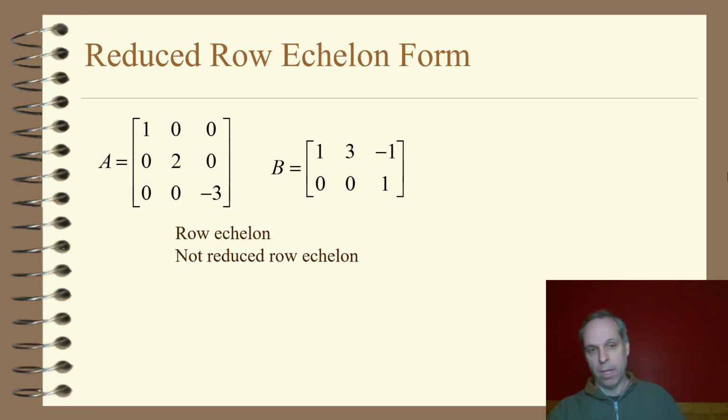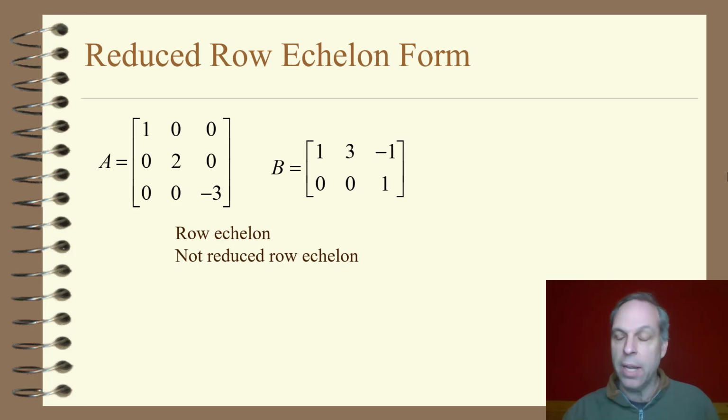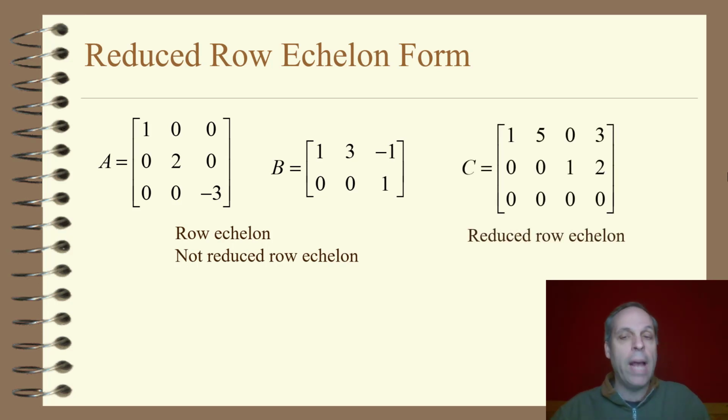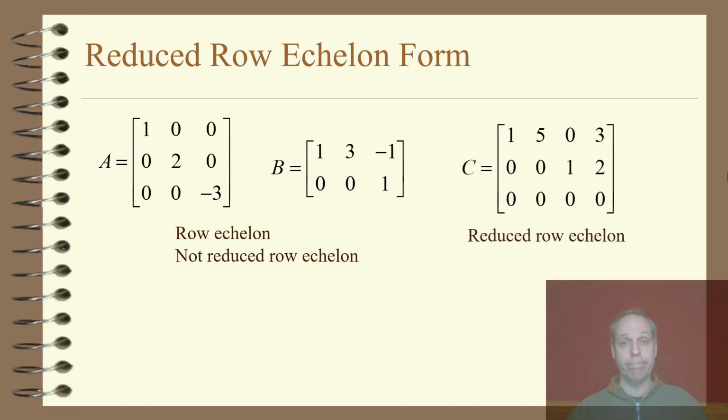So, for example, these two matrices you see here, neither of them are reduced row echelon form. In matrix A, in the second row, the leading entry is not 1. In matrix B, the second row's leading entry is a 1, but the entry above it is -1. It has to be 0. So those two matrices are both row echelon form, but they're not reduced row echelon form. On the other hand, C here, that is reduced row echelon form.